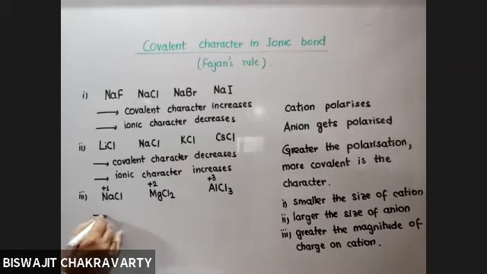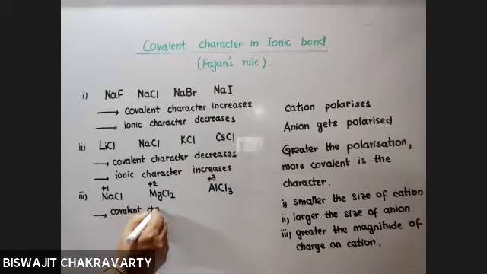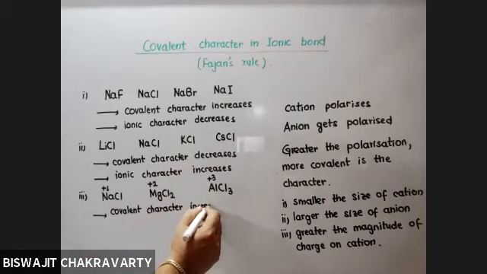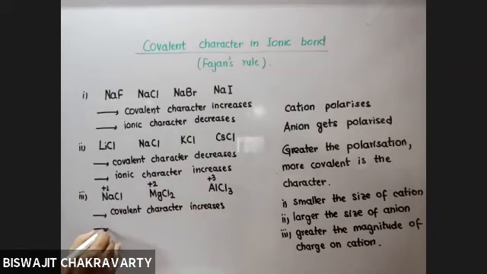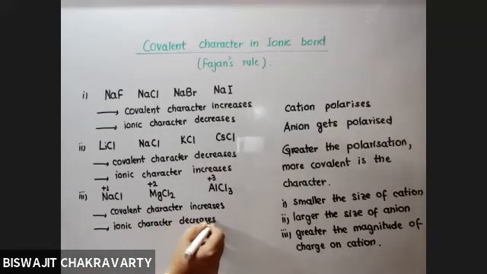AlCl3 is most covalent. So covalent character, what should I write? Increases from left to right. Yes. And who do you think is most ionic? NaCl. So ionic character decreases, isn't it? Clear? Yes, sir. Is it clear to each and everyone? Yes, sir.